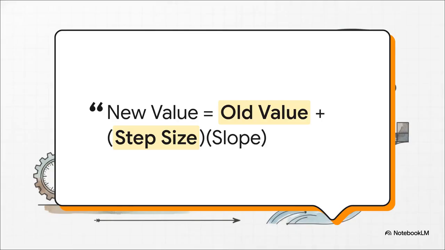I love this one. Think about it this way. You're standing on a hill, blindfolded. All you know is the slope of the ground right under your feet. So what do you do? You take one small step in the steepest downward direction. Then you stop, feel the new slope, and take another small step. You're basically building a path down the hill, step by step.